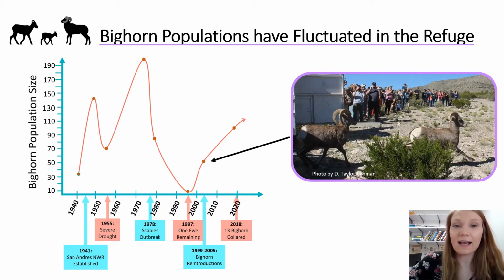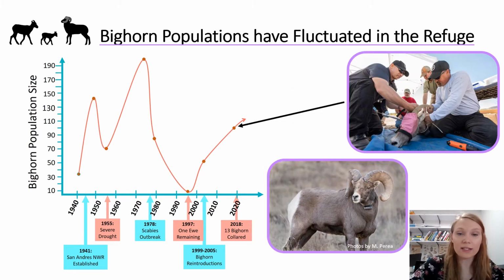And in 1999, after no signs of scabies remained, biologists started to re-release bighorn sheep back into the refuge, and by 2005, they had released 57 total. And these sheep came from the Red Rock Wildlife Area and the Kofa National Wildlife Refuge. And since then, the population is believed to be steadily increasing.